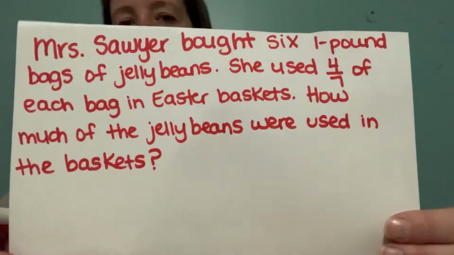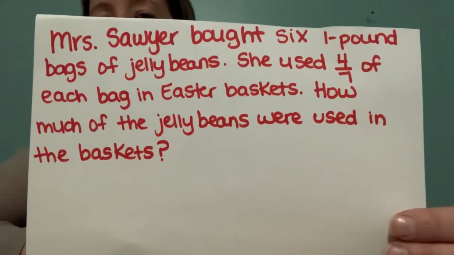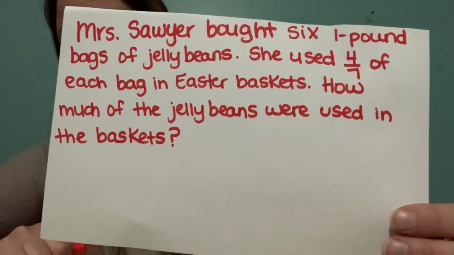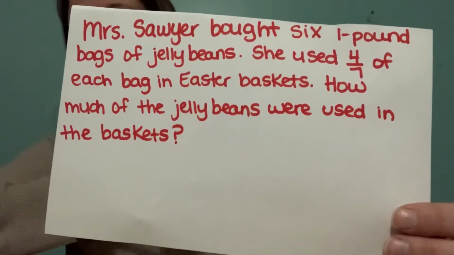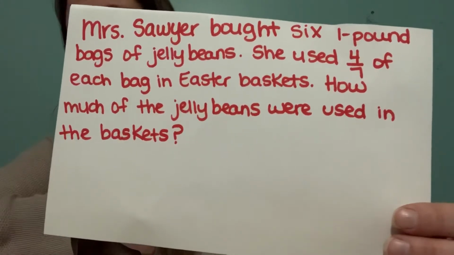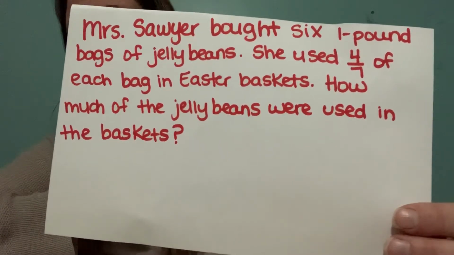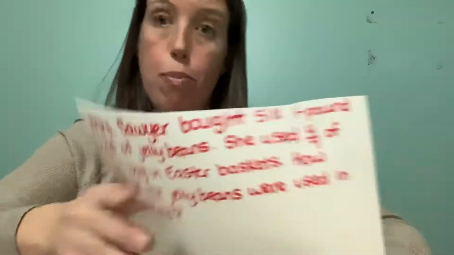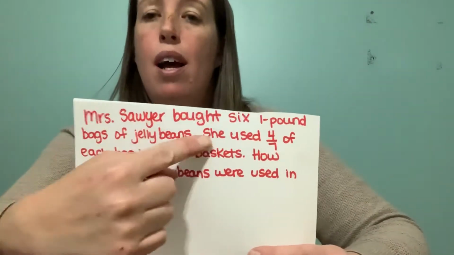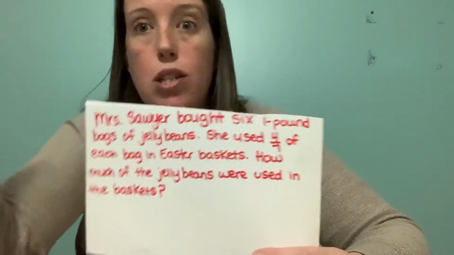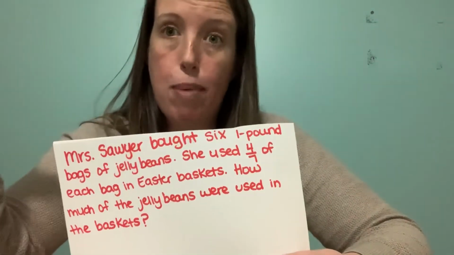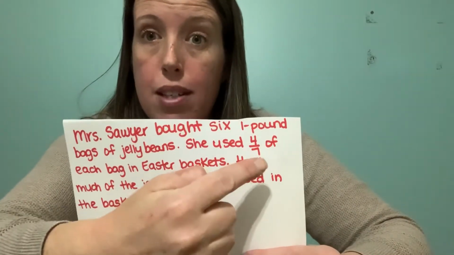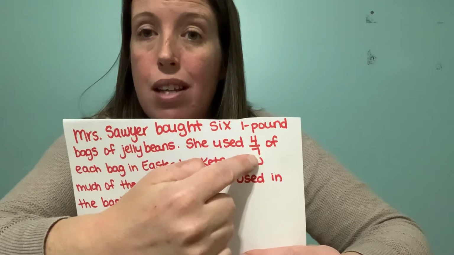Mrs. Sawyer bought 6 one-pound bags of jelly beans. She used 4/7 of each bag in Easter baskets. How much of the jelly beans were used in the baskets? Now I should have brought it up in the last question, but I'll bring it up now. She has 6 one-pound bags. So how much does she have altogether? 6 pounds. Now, if she used all of the jelly beans, that would be 7 sevenths.